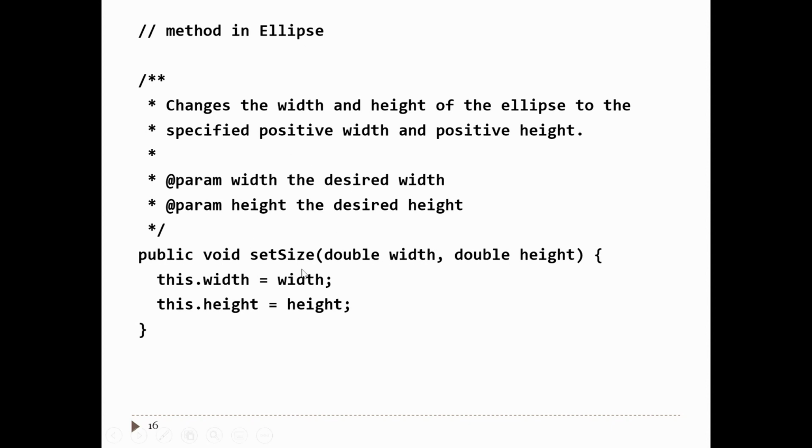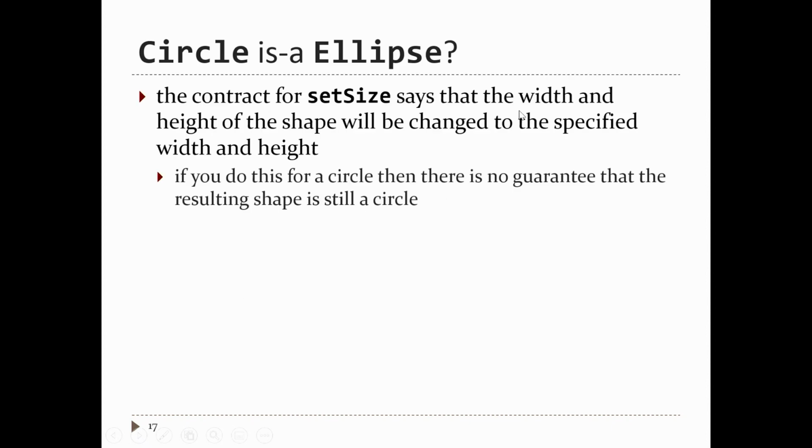So circle can't implement setSize and change both the width and height of the circle, because then it's no longer a circle. In other words, it can't do what this contract says it's supposed to do.